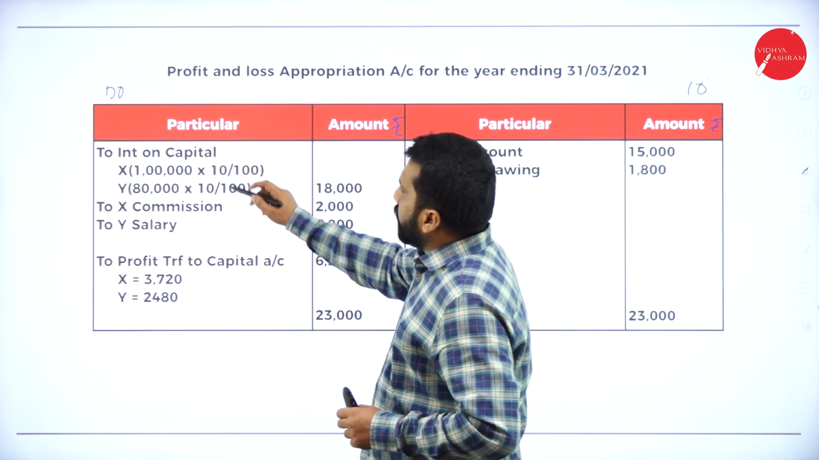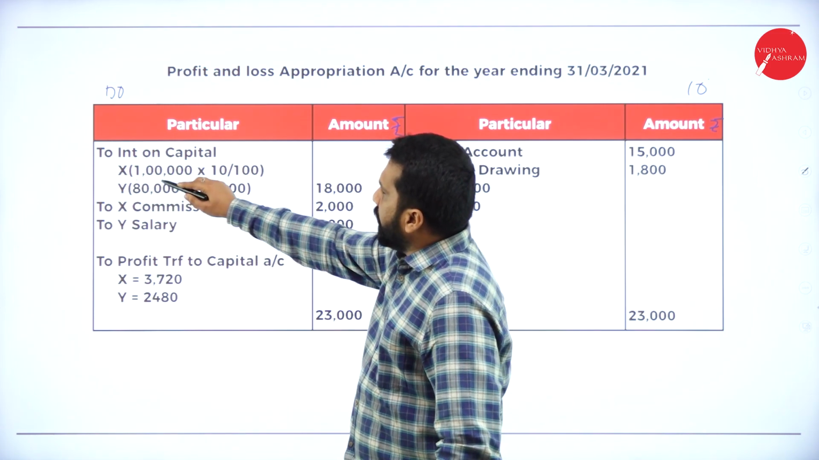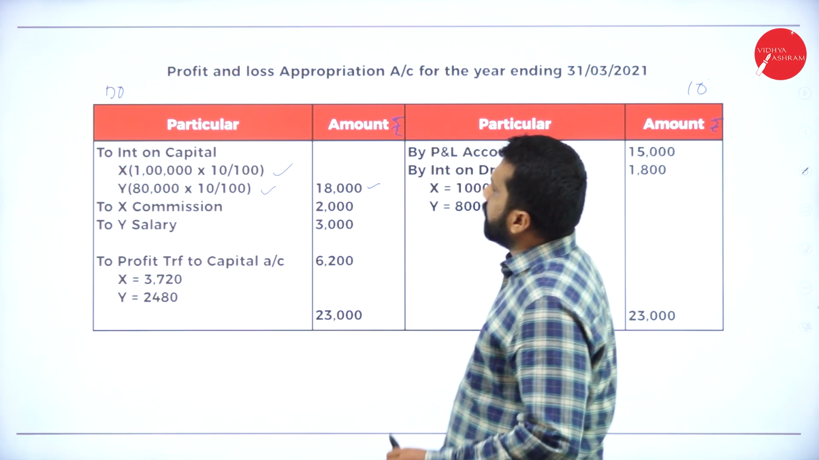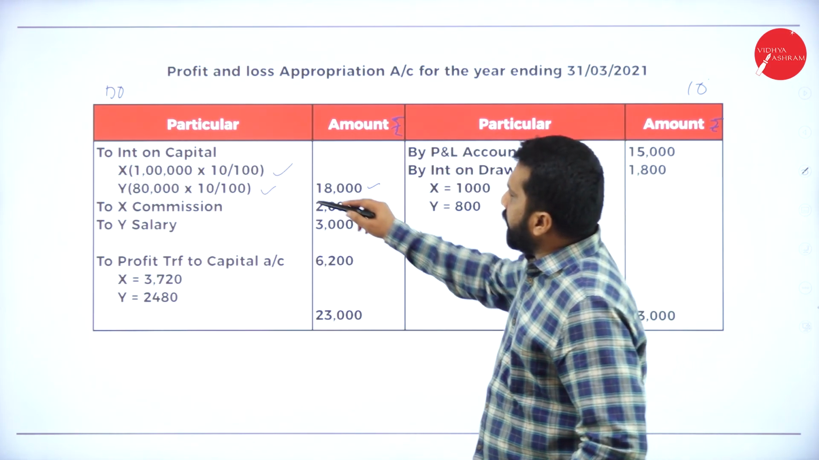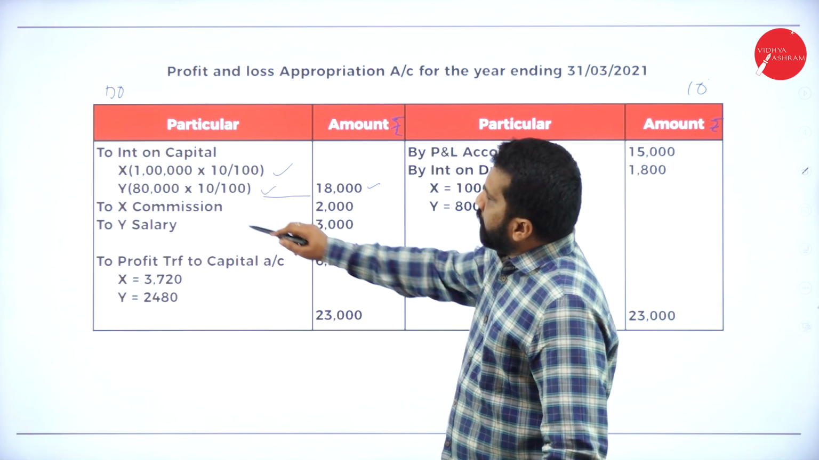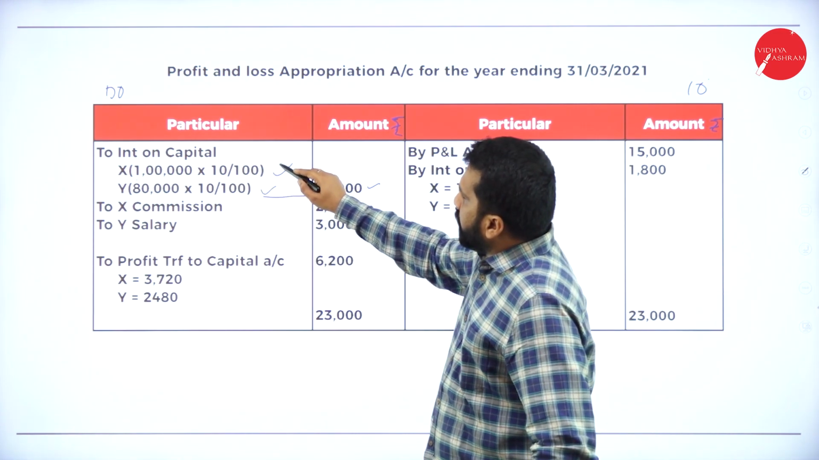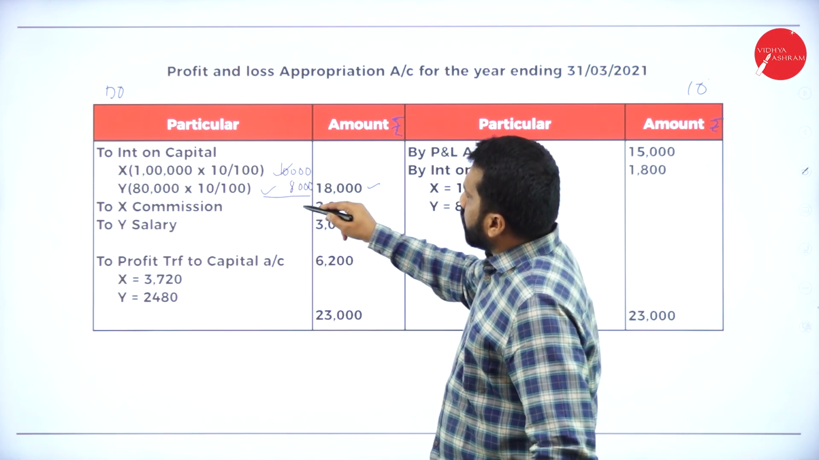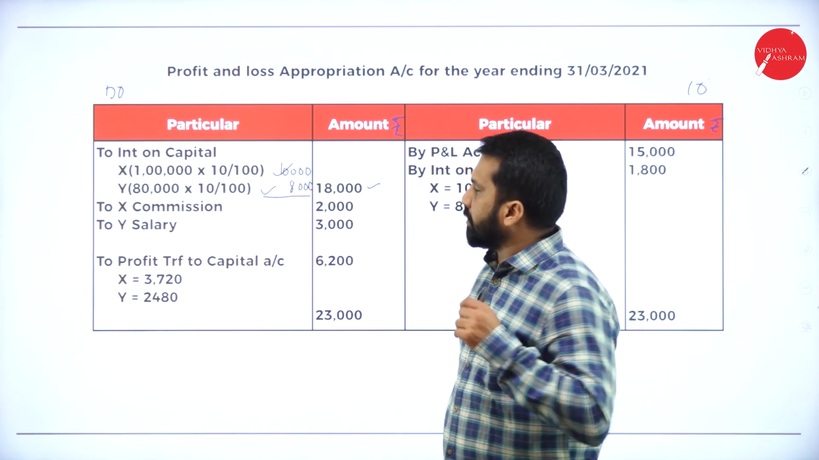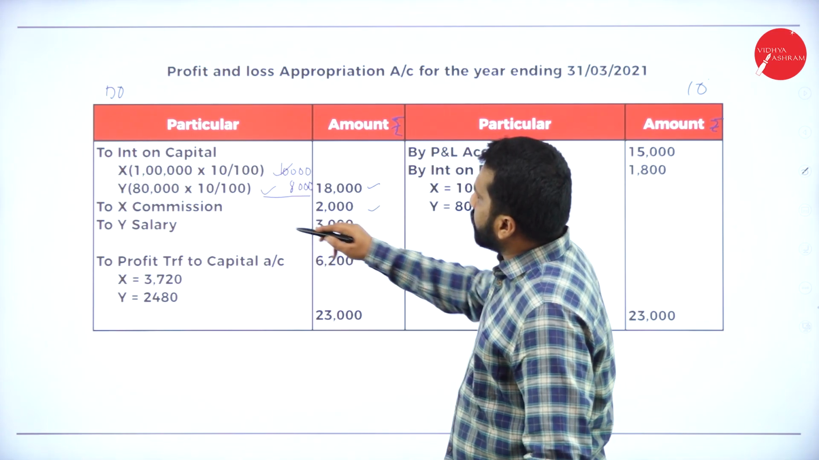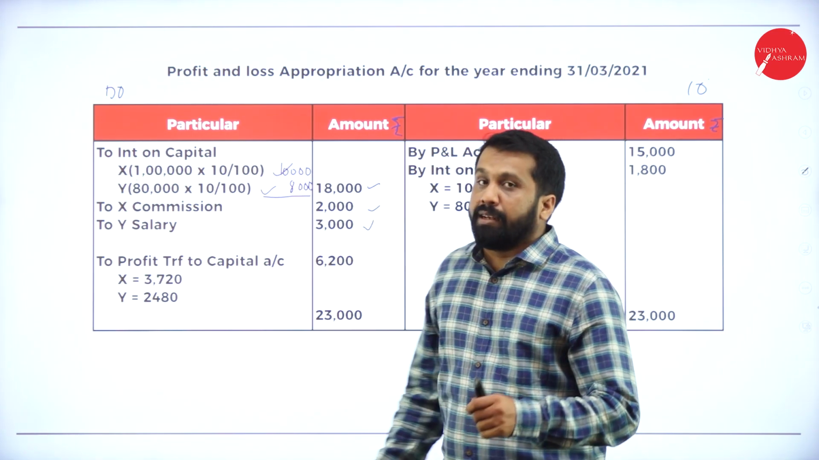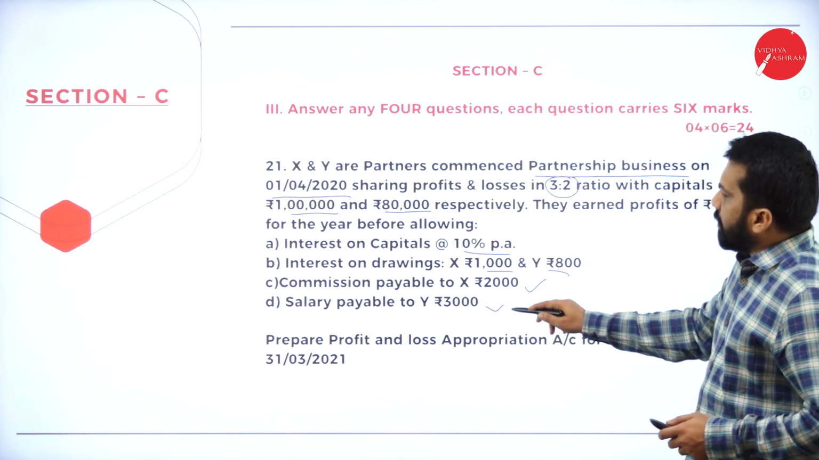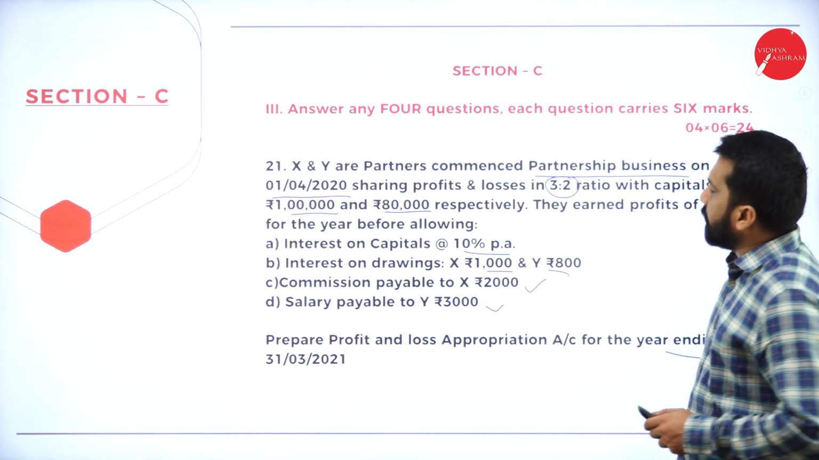See, interest on drawings, X and Y, 1 lakh into 10%, 80,000 into 10%. It is done. Total is 18,000. So 1 lakh into 10% will be 10,000, this will be 8,000. The total value will be 18,000. Then commission is 2,000, salary is 3,000. They have given it directly.